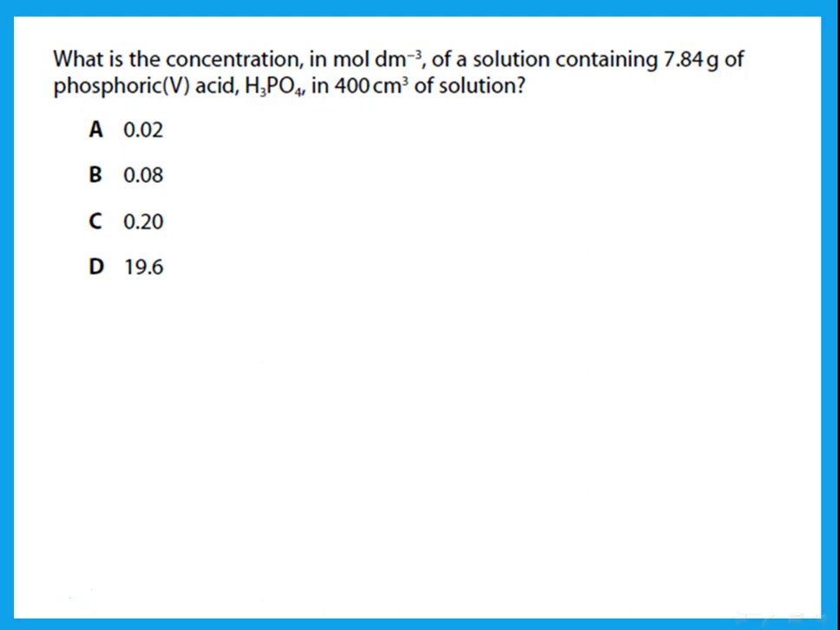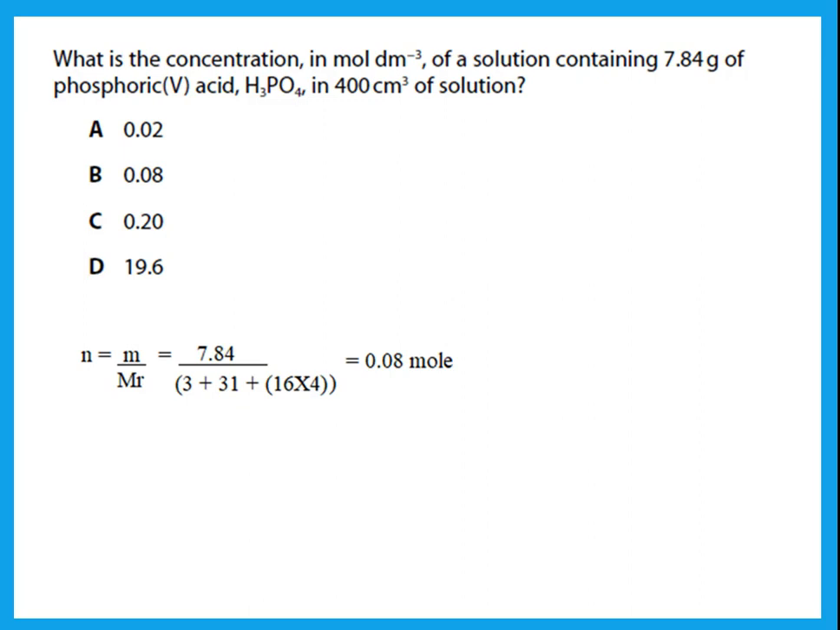Another question. What is the concentration in mole per decimeter cubed of a solution containing 7.84 grams of phosphoric acid in 400 centimeter cubed? Let's think about it one by one. He's asking for concentration. I have an equation that says number of moles is concentration times volume. But he's giving me mass. So if I have mass and he wants concentration, I need to get the number of moles first and then use it in the other equation.